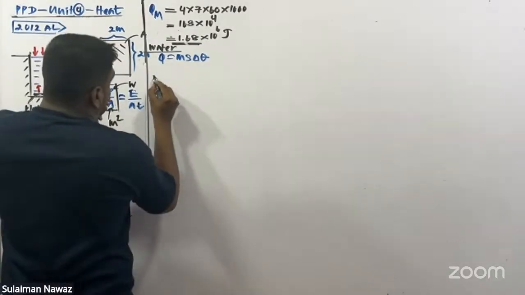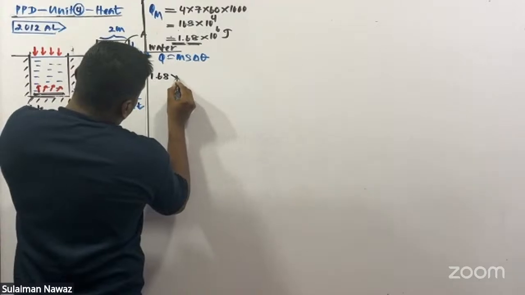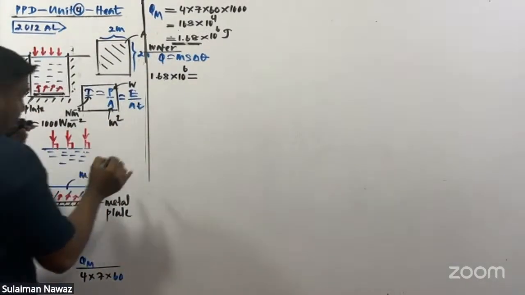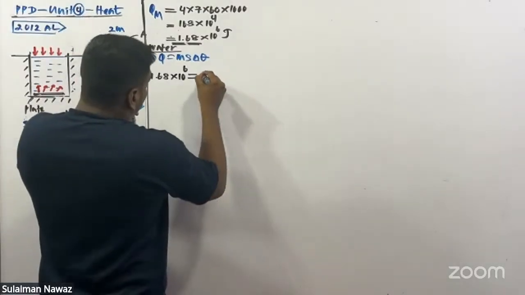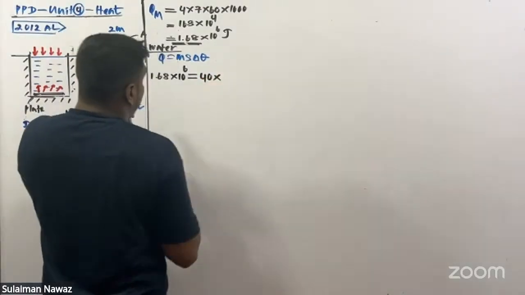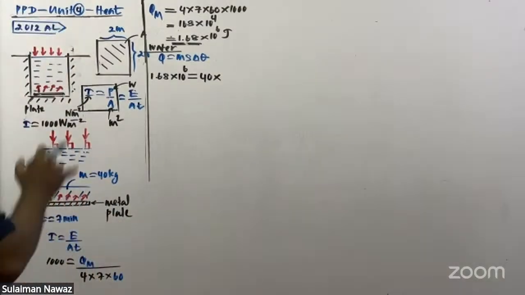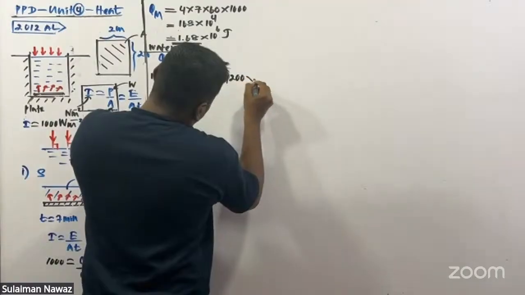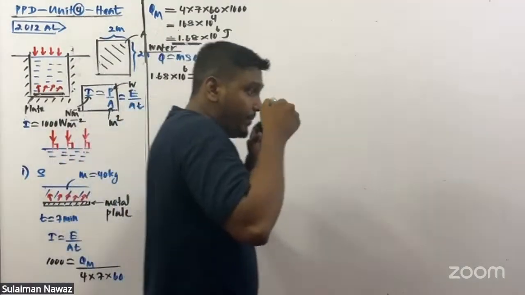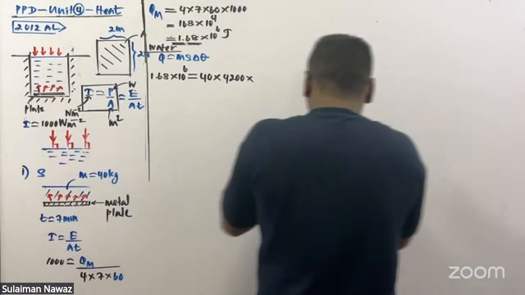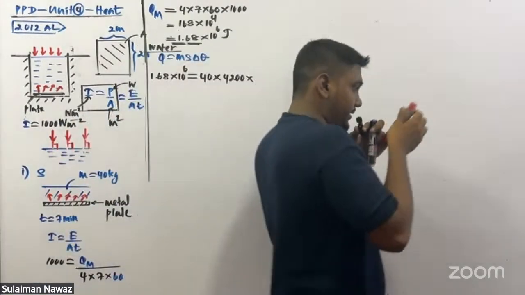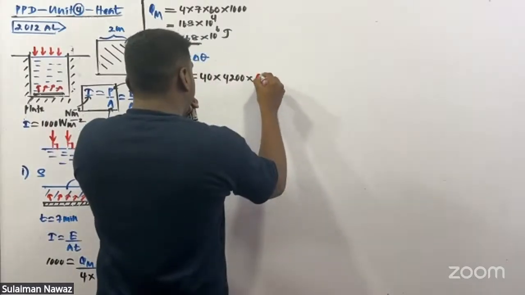Then Q is how much? 1.68 into 10 to the power 6. The mass of the water layer is 40 kilograms. The specific heat capacity of water, they have given, is 4200. They are asking us to find the rise in temperature, delta theta. Make delta theta the subject.